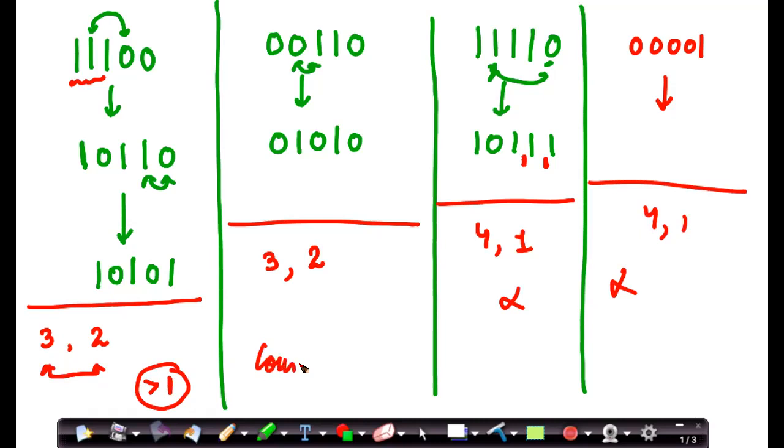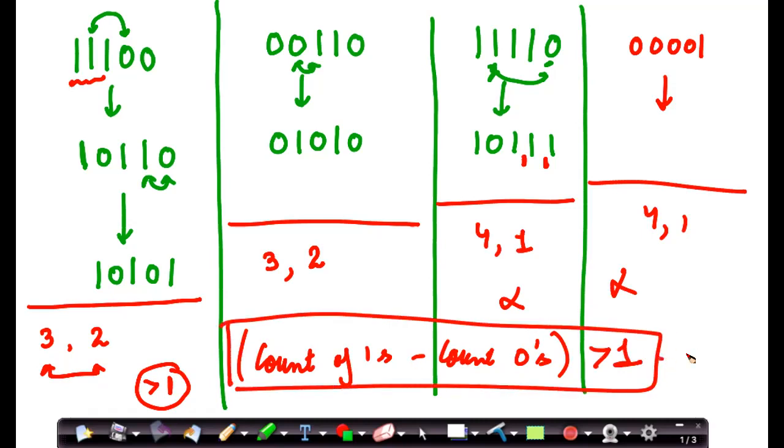So we have concluded that if the absolute difference between the count of ones and the count of zeros is greater than 1, then in that case we need to return -1. So we have found the impossible case where we can't make the string alternative. Now let's come to the case where we can make the string alternative, and we need to find out the minimum number of possible swaps.